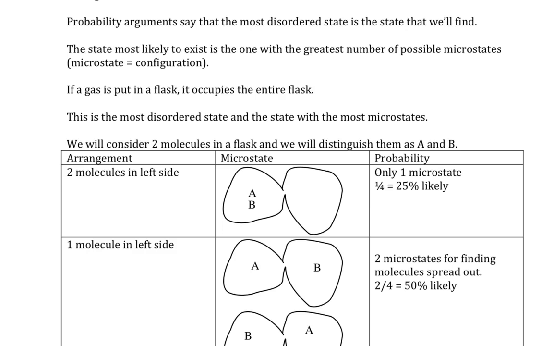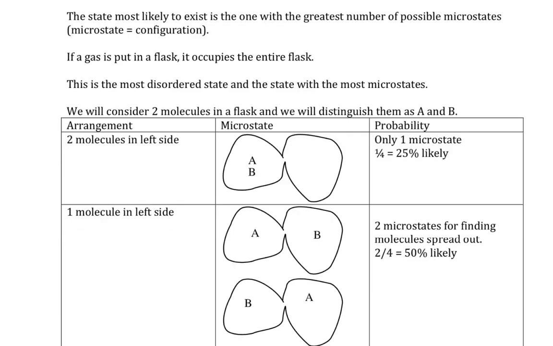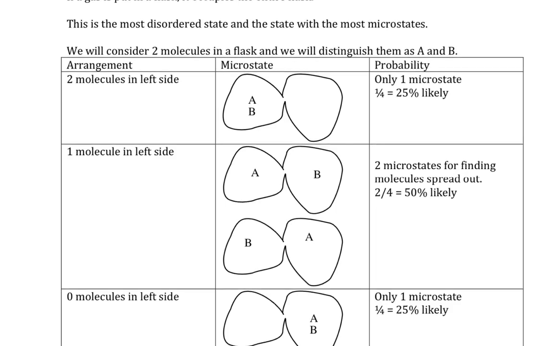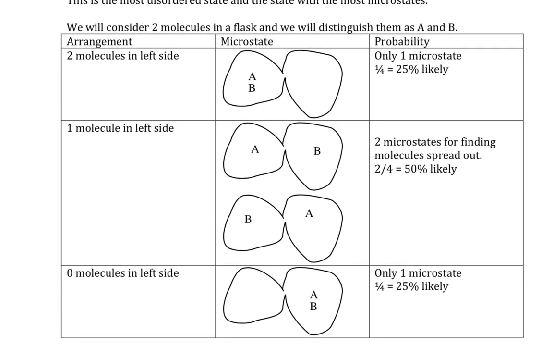Okay, so let's get this under control by working with this situation. We've got a gas, and we know that the gas will occupy the entire flask that it's in. That's because the most disordered state and the state with the most microstates is that one. Okay, so to help us to understand this, we will consider a gas composed of only two molecules, molecule A and molecule B. And we have them in a flask, which is that funny two-part blob that I've drawn there. We will distinguish the gas molecules as molecule A and molecule B.